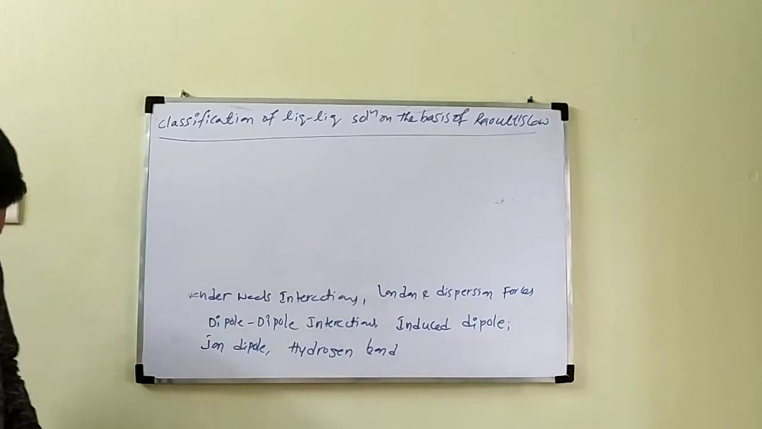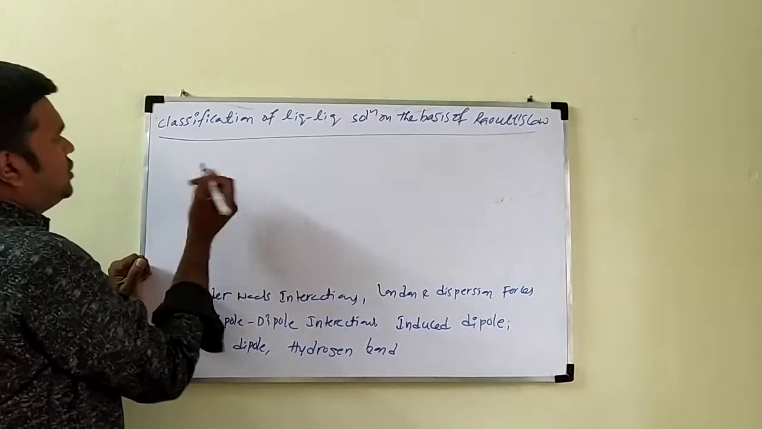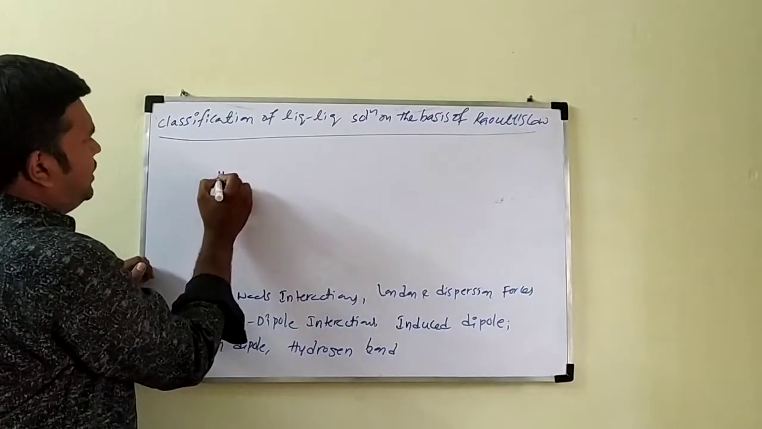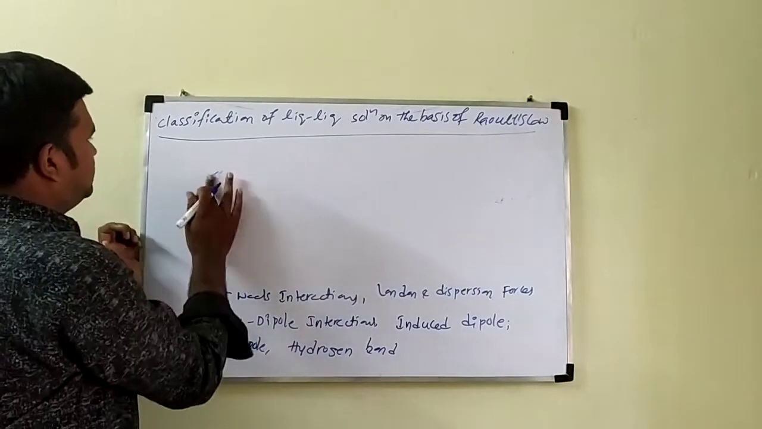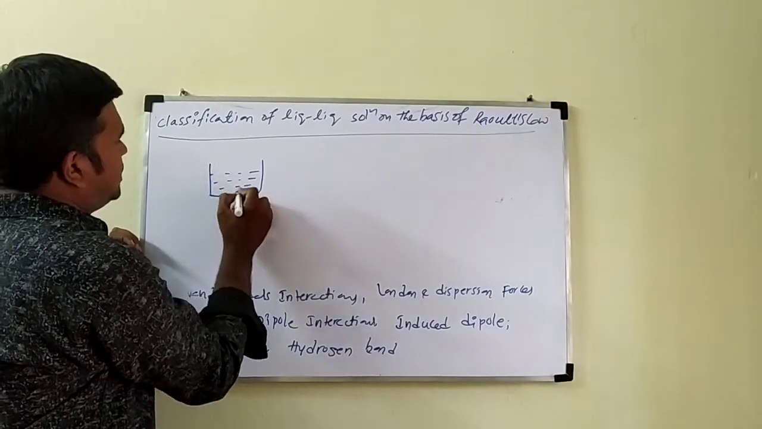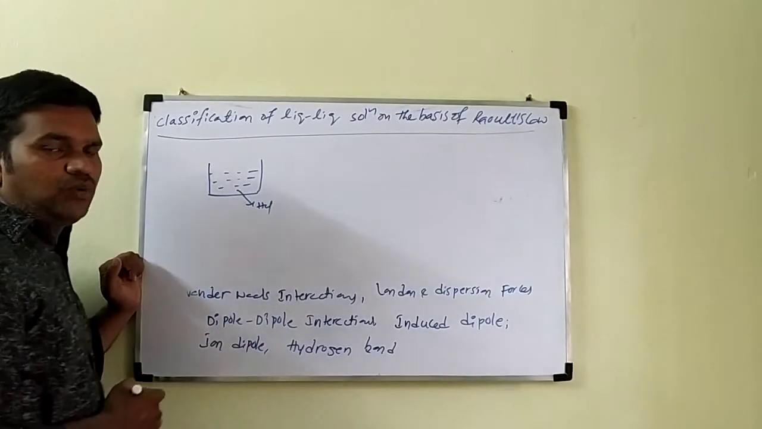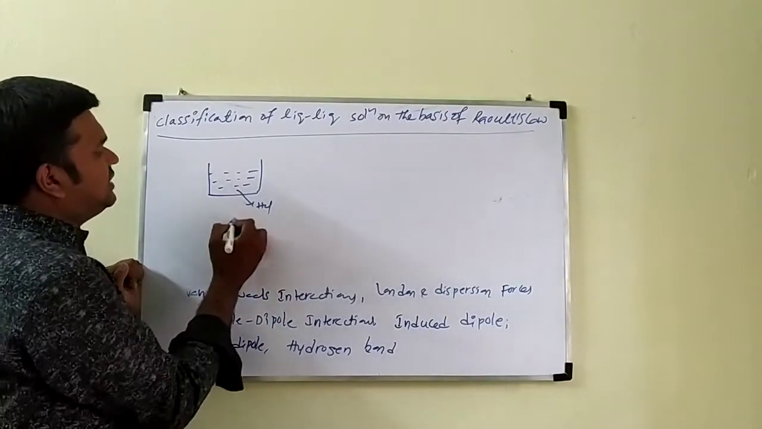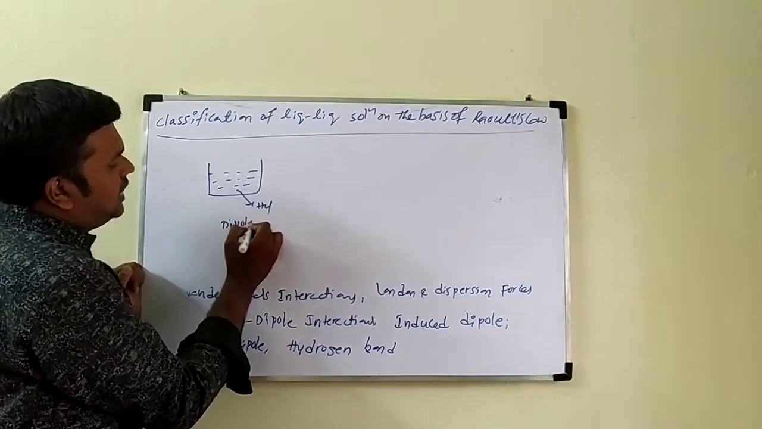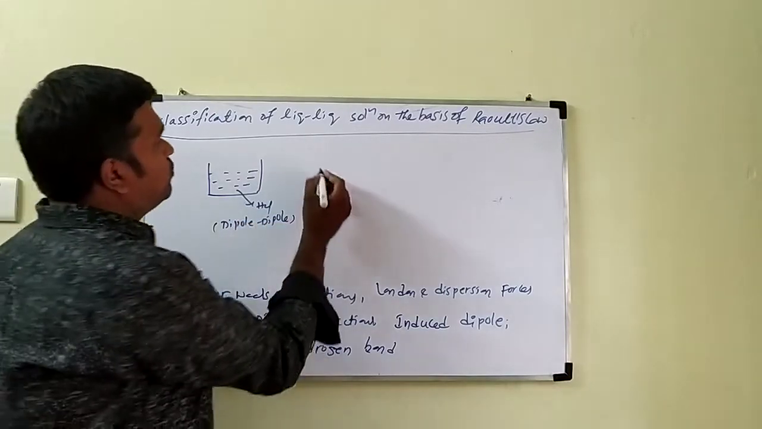Let us see one example here. We are taking HBr, or you can take HCl. Suppose you are taking HCl solution. In one beaker, we have HCl solution. You know HCl can dissociate into H plus and Cl minus ions. So these are dipole-dipole interactions.